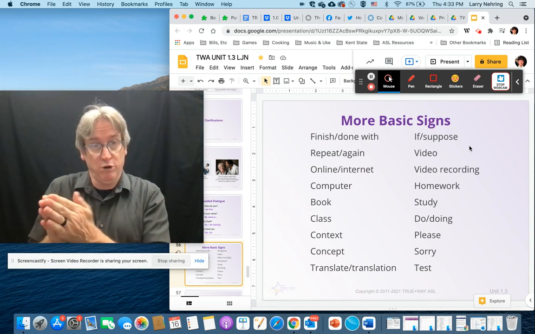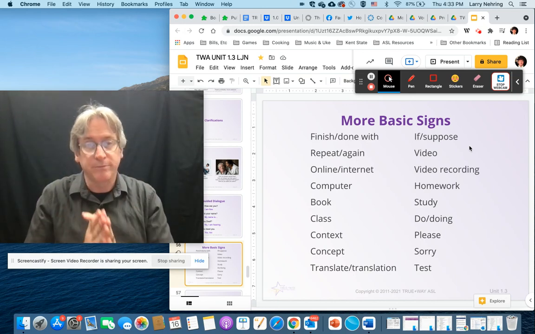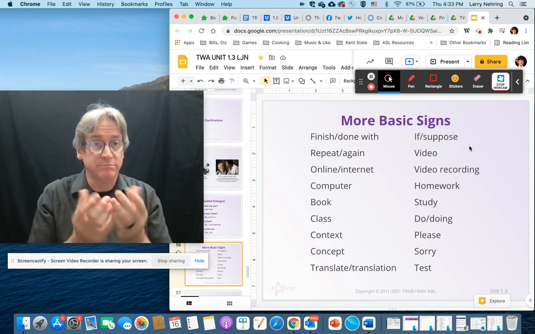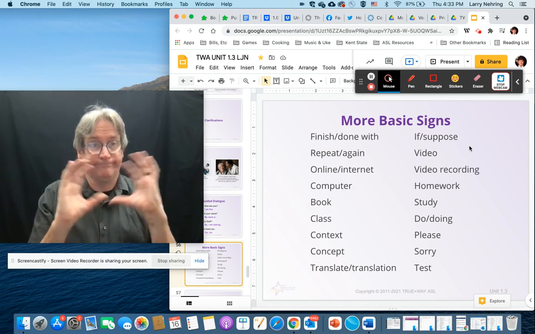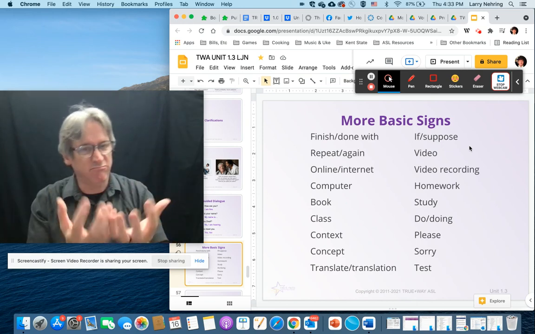Book. And remember, nouns do like a two repeat. Boom, boom. Book. Class. So it's the group. And if it's more of a C, it's more like class. Either one works.